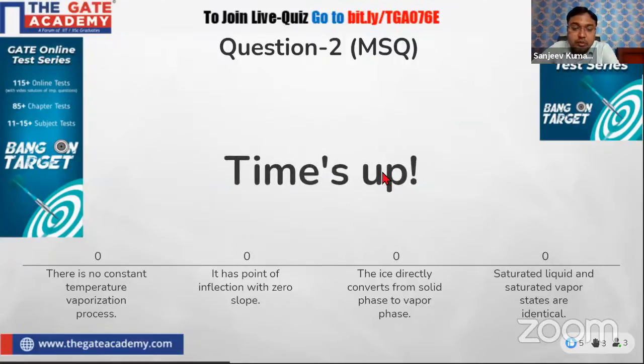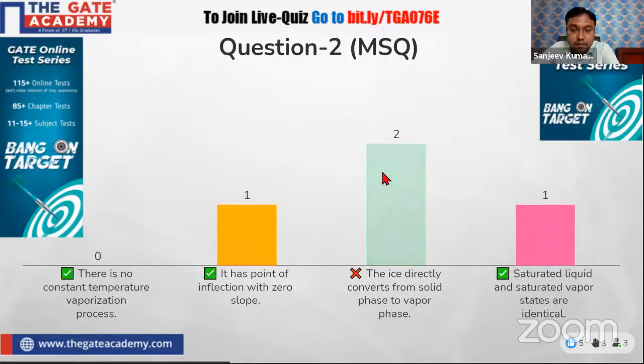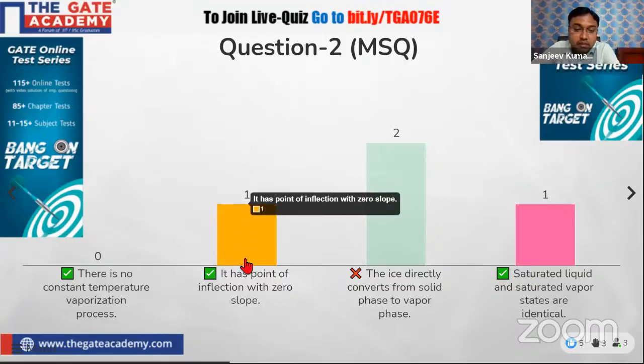The time is over now. I can see the correct answer. There are 3 correct options. There is no constant temperature vaporization process. It has a point of inflection with 0 slope, and saturated liquid and saturated vapor states are identical. One person has given the right answer for this. You have to tick all the points.